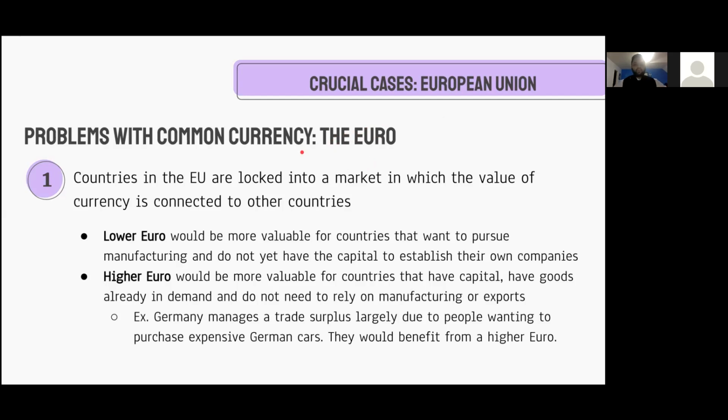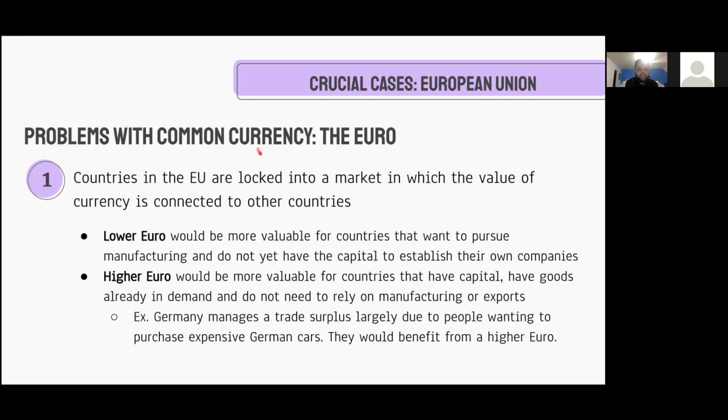Yeah. Okay, cool. So the European common currency is called the euro. It's not used in every single European Union country, but it is used in most of them, right? So it's important to talk about. Notably, if you use a common currency across a lot of different countries, what that ends up meaning is that they're locked into the same economic market. They're all connected to each other on the basis of this one specific currency.